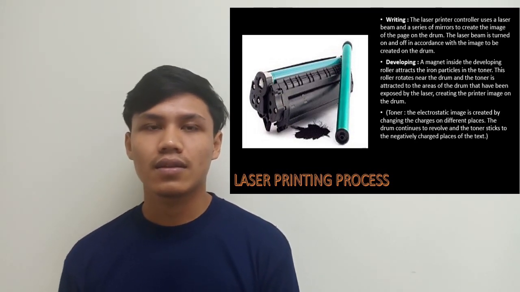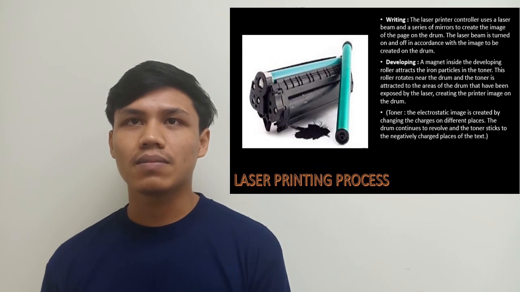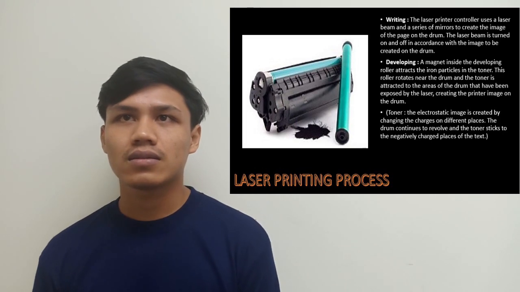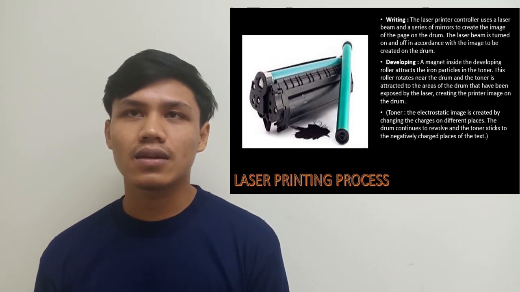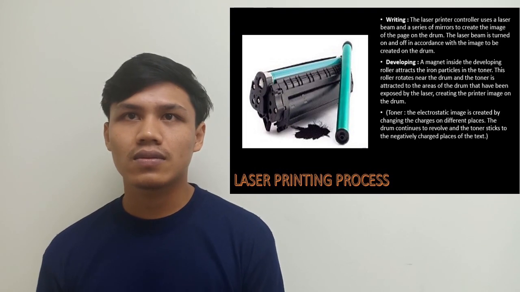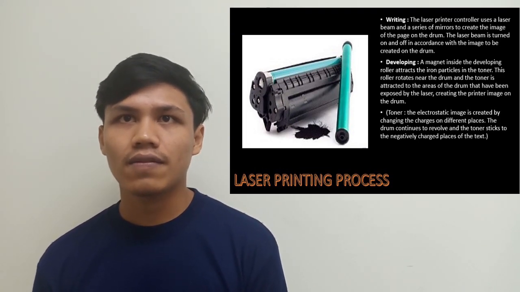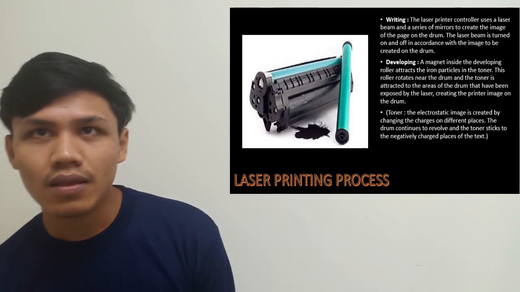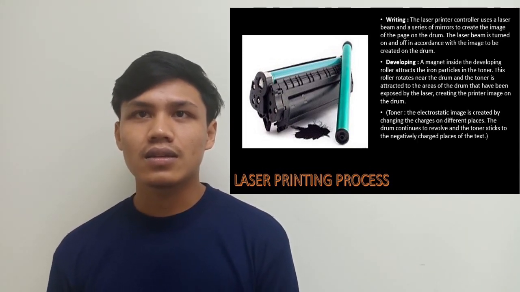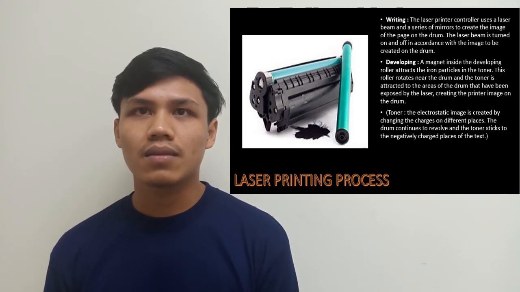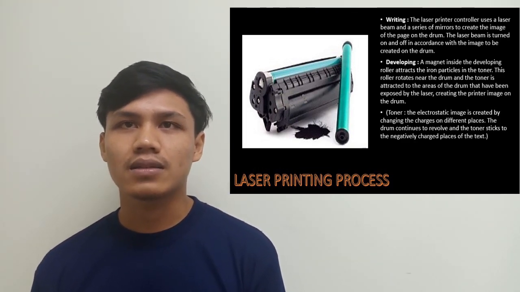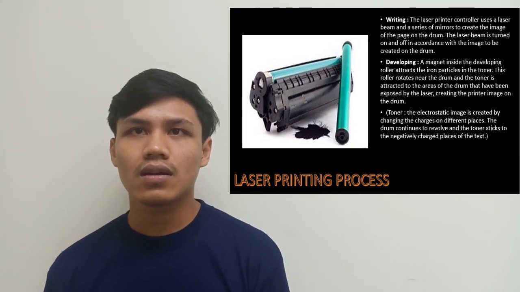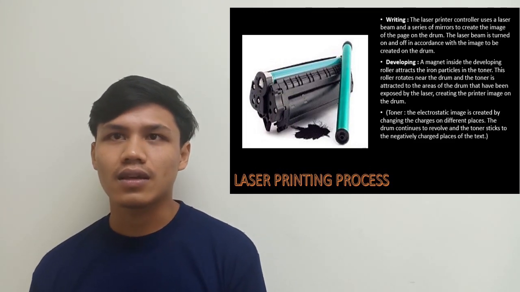The fourth is developing. In developing, a magnet inside the roller attracts the iron particles in the toner. This roller rotates near the drum and the toner is attracted to the areas of the drum that have been exposed by the laser, creating the printed image on the drum. The electrostatic image is created by changing the charge of different places. The drum continues to revolve and the toner sticks to the negatively charged places of the text.